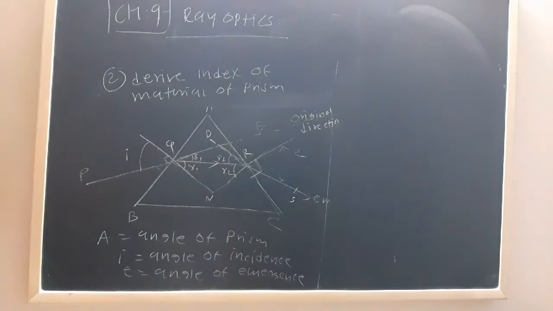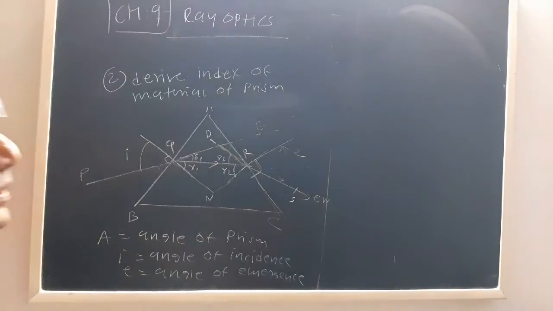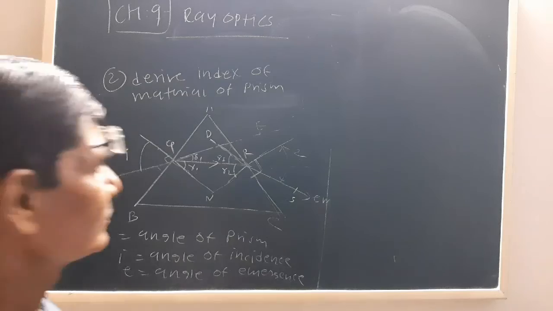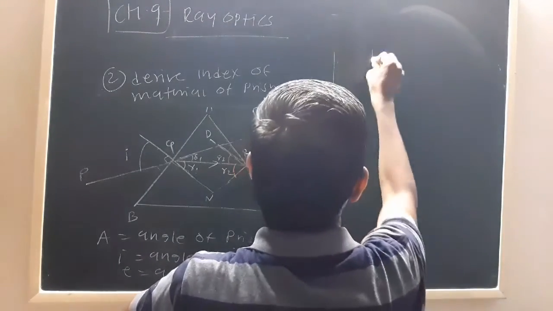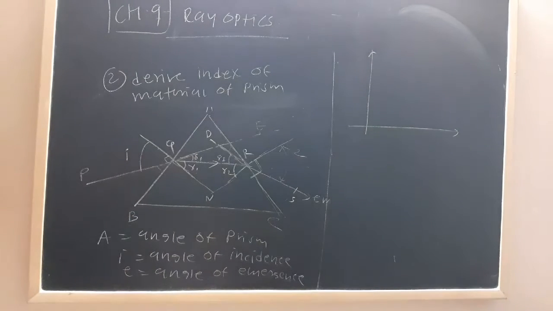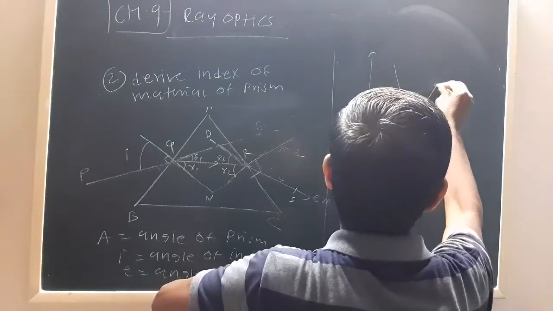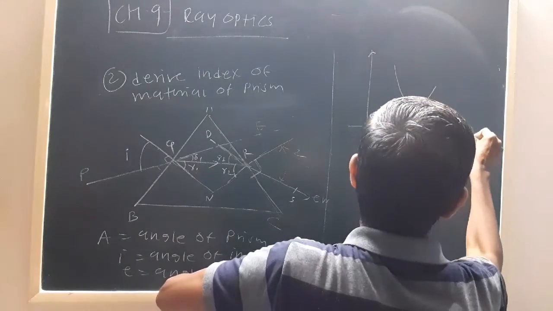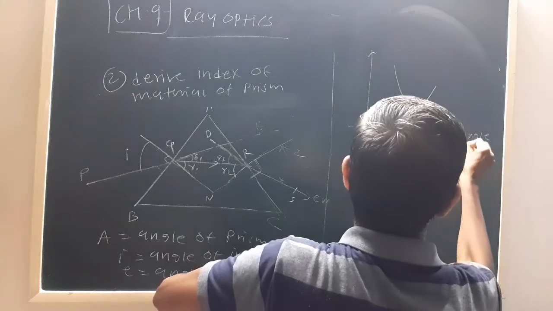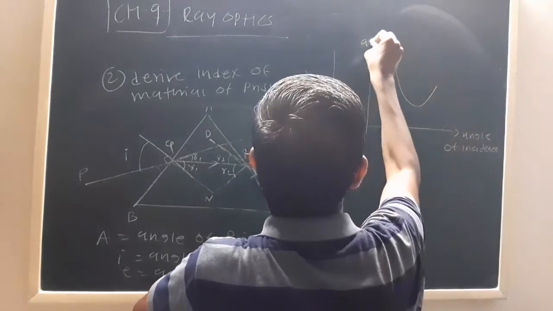Okay, we have to derive the refraction equation for the refractive index of the material of the prism. Some things are based on the graph. This graph you will also draw in the laboratory when you perform the experiment. This is a graph of angle of incidence versus angle of deviation.